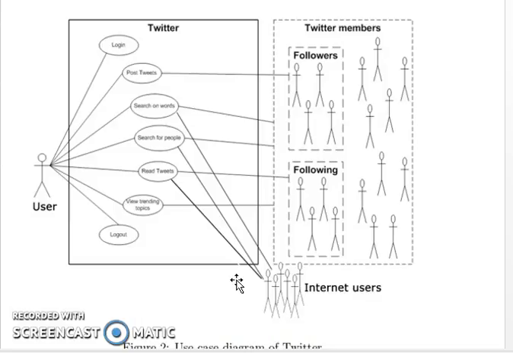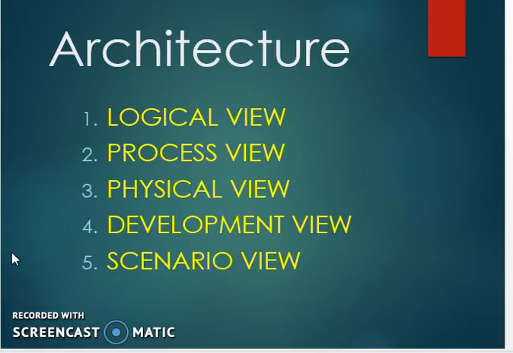The scenario view can be explained by a small set of use cases and scenarios, the connection between followers, followings, and internet users. You can see the description, and there are 3 actors: users, followers, and the system. Preconditions: the user logs in, the user can post a tweet, search on words, search people, follow others, and have followers. Non-functional requirements are availability, performance, and quality. This is explained in the use case diagram.